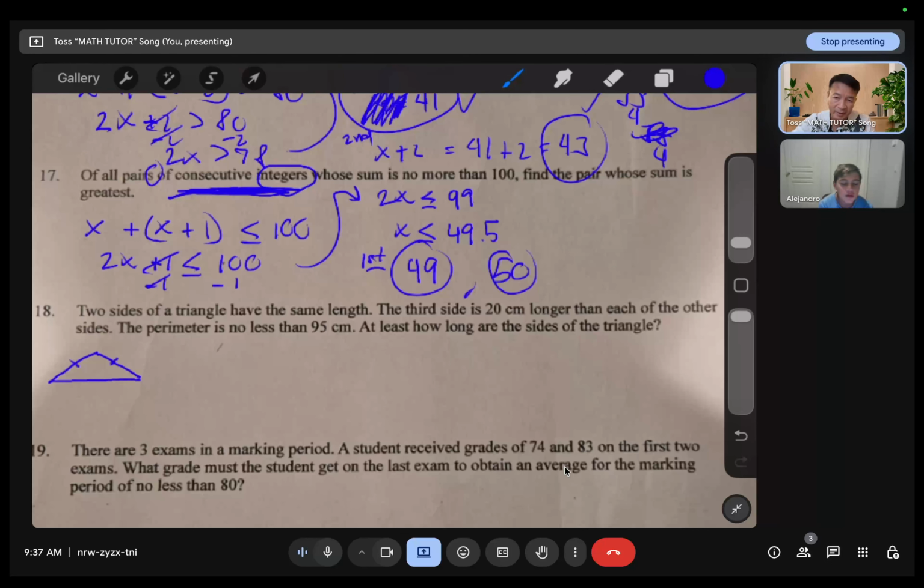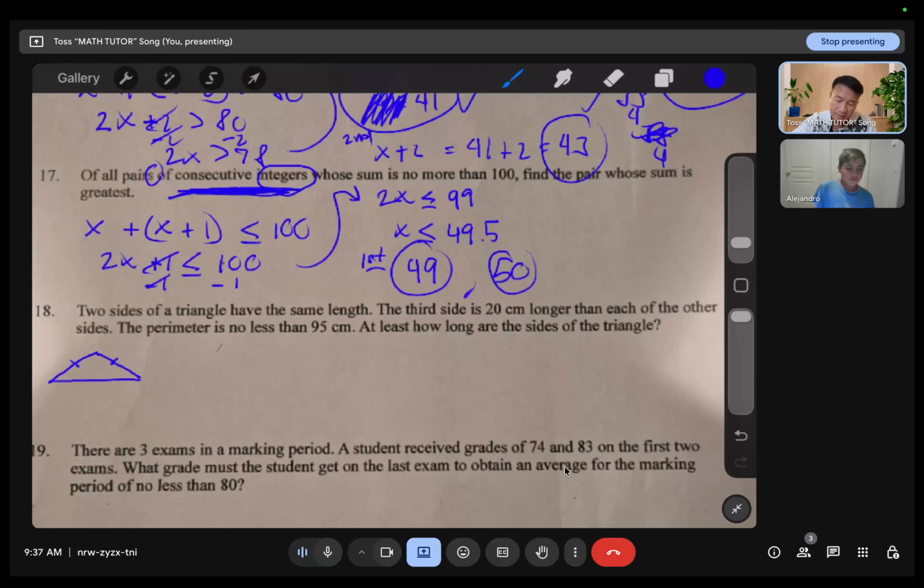When you do math, I think you want to be careful, in case you need to come back and check it, or you want to show it to your friend or explain it to someone. This will make more sense than the other drawing. I think you understand that. So it's 20 longer than each of the other two sides.